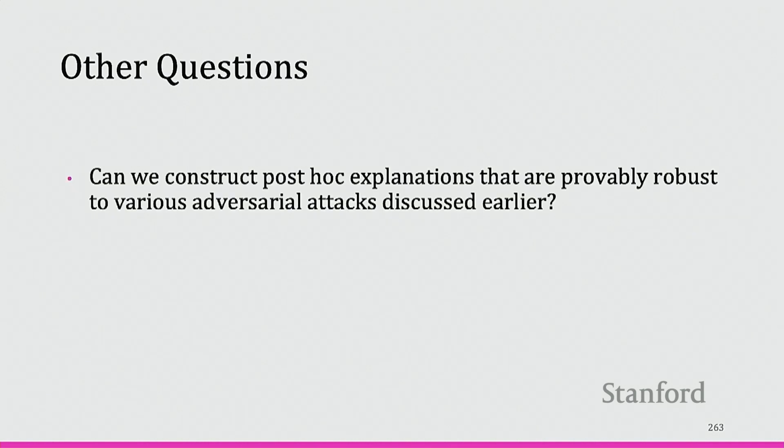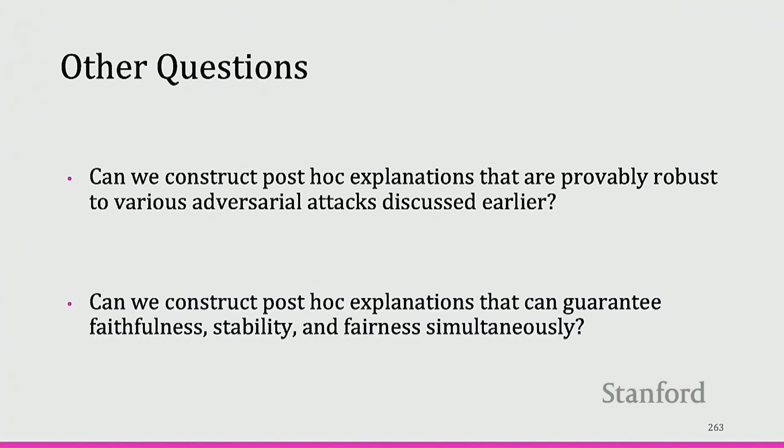Okay, so other questions that would be interesting to explore in this kind of a context is, can we construct post hoc explanations that are provably robust to various adversarial attacks discussed earlier, right? So what the previous approach that I talked about is fixing is some of the consistency issues and so on, but can we now develop new methods or new explanations that are provably robust to some of the adversarial attacks we discussed? Or can we construct post hoc explanations that can simultaneously guarantee several of the properties that we discussed, whether it's fairness or faithfulness or stability and so on? There are no answers for these questions at this time.